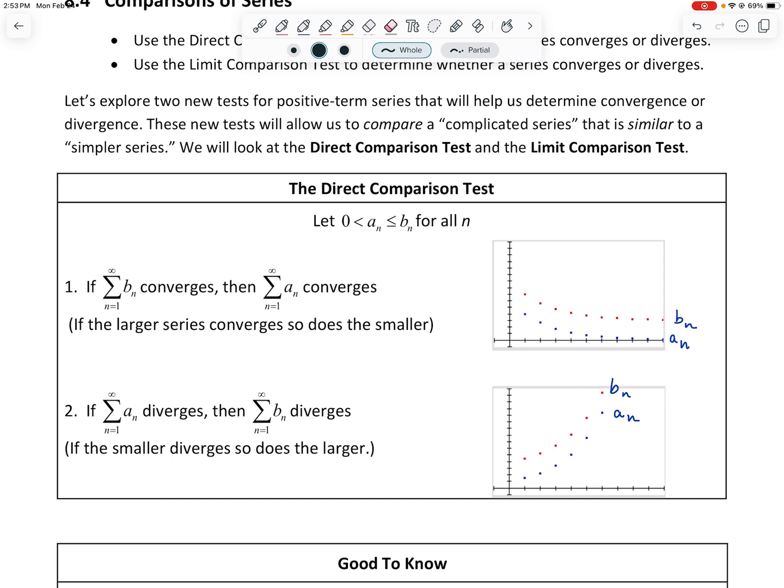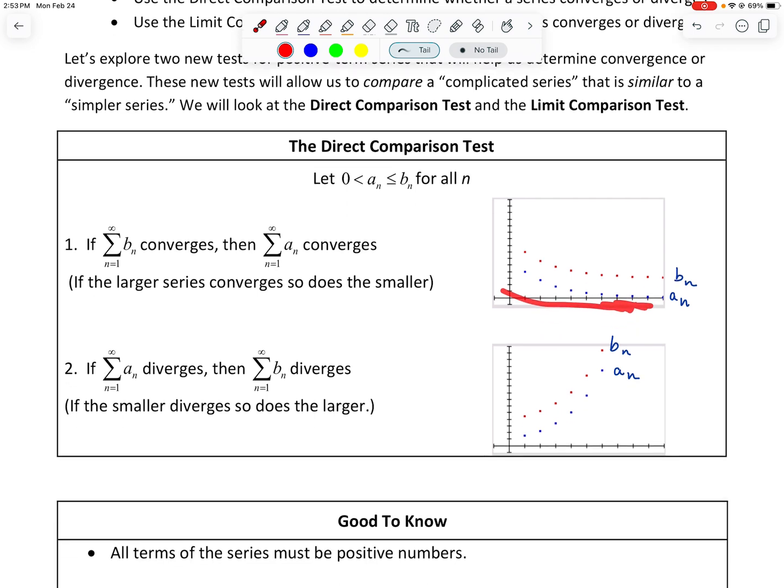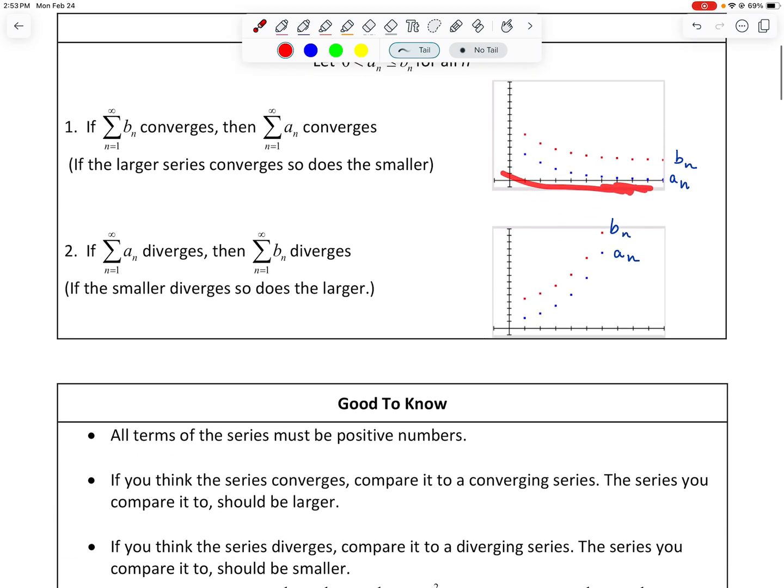So in this diagram, if you look at term by term comparison here, you'll see that as n gets larger and larger, b sub n is getting smaller. The terms are getting smaller and smaller. So when you sum them up, the series will converge. And so if we can show that b sub n is converging, then that will automatically mean that a sub n is also converging, because a sub n is smaller. This will make more sense when we do an example.